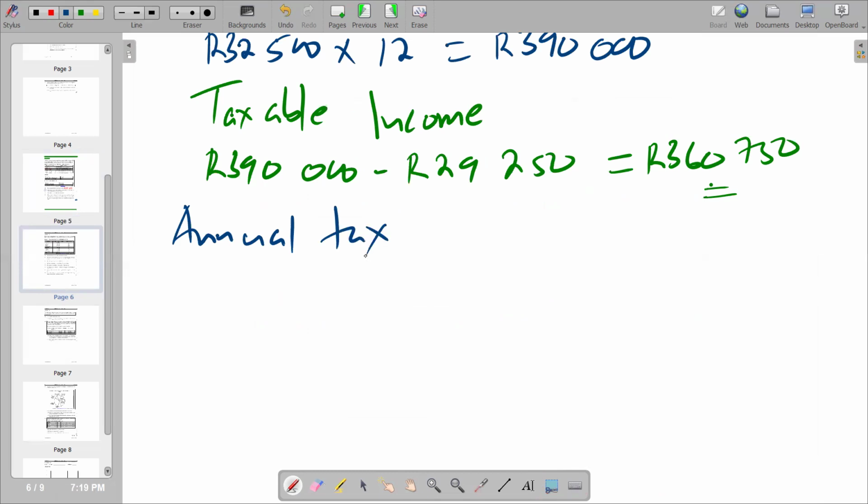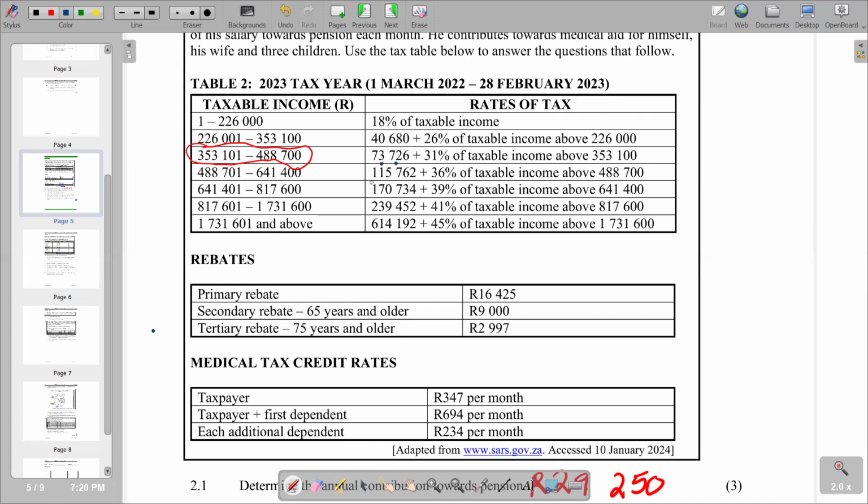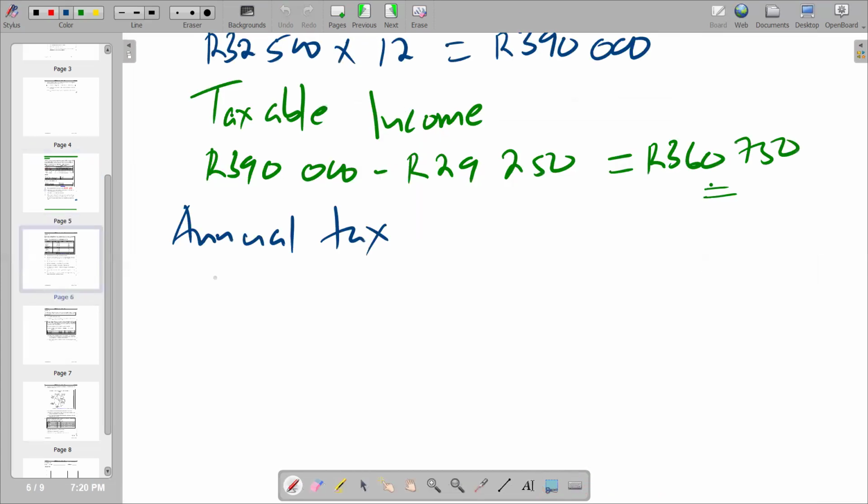We are going to say, if you try to refer back, it's going to be 73,726, income above 353,100. So basically, that's what we have. So you say 73,726. And then we're going to say now plus we have 31%.